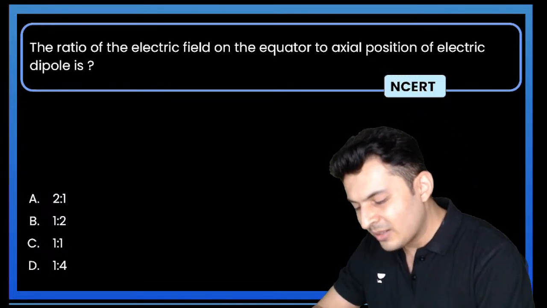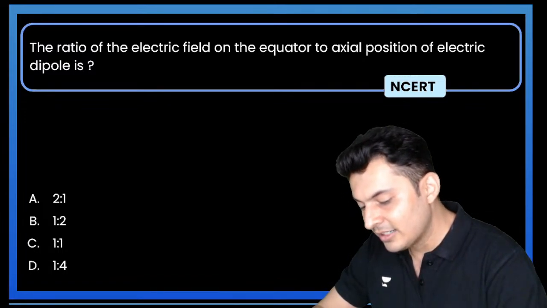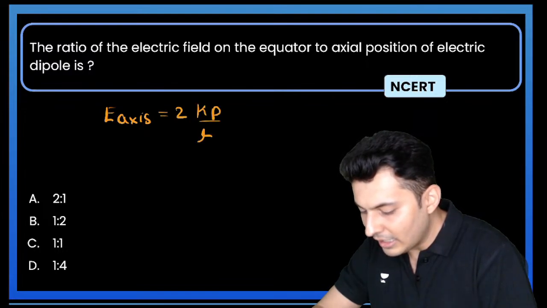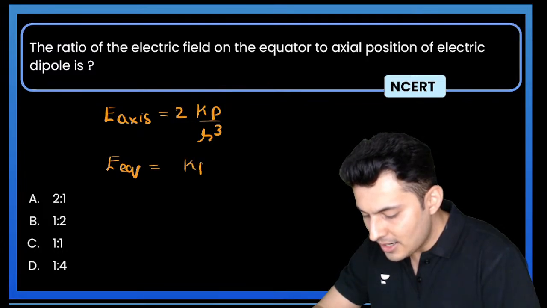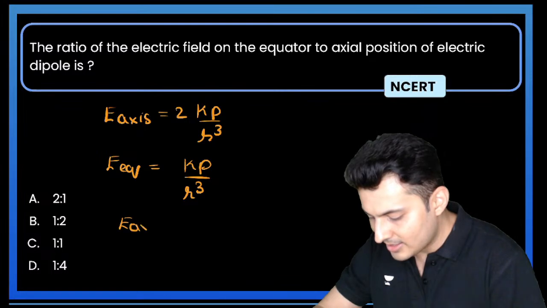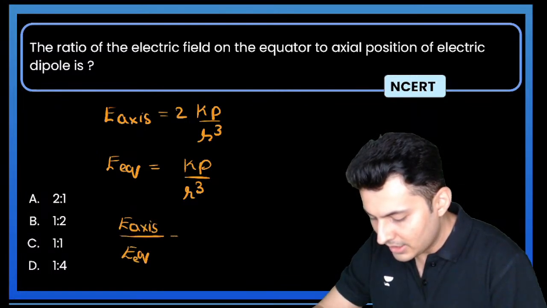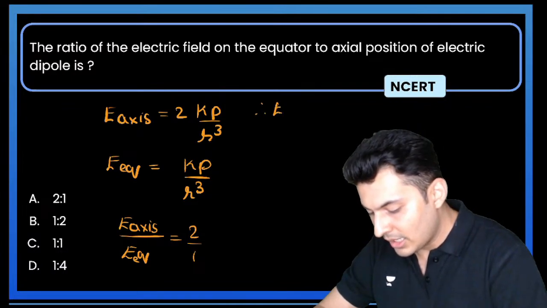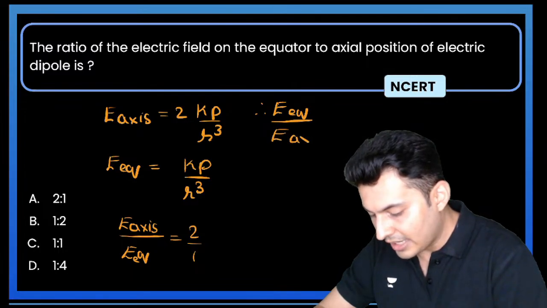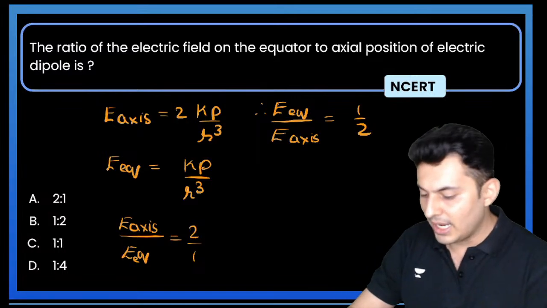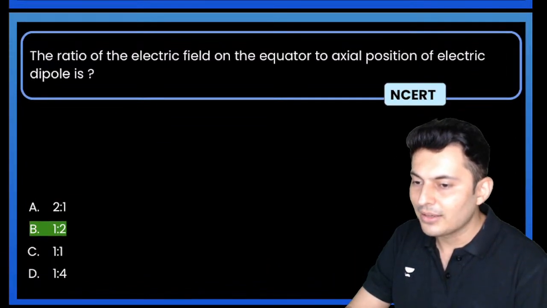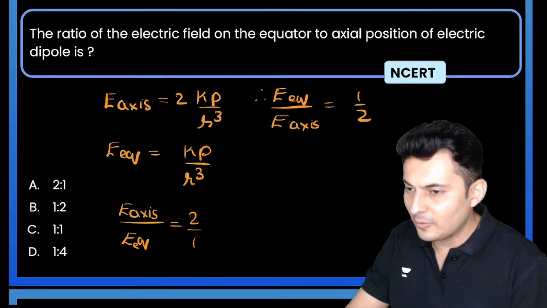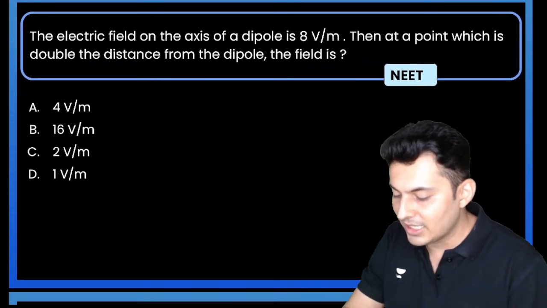These kinds of questions have come in CBSE, in NCERT, in NEET, many competitive exams. On the axis, there is a formula of 2Kp by R cube, whereas on the equator, it is just Kp by R cube. So the axis upon the equator is 2 is to 1. The question is the ratio of the electric field on the equator to the axial. Therefore, it will be exactly opposite, so it will be 1 by 2. Option B. Very good, boys and girls. Awesome. Proud of you. You guys were attentive and have understood this. Let us move to the next killer question.